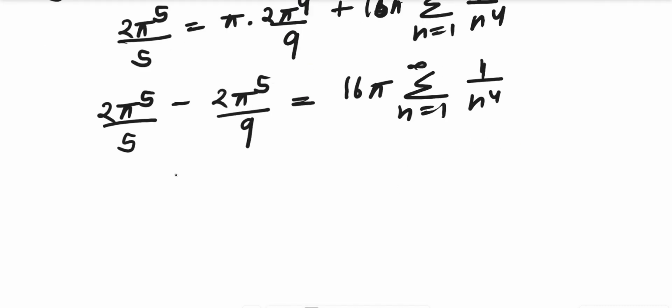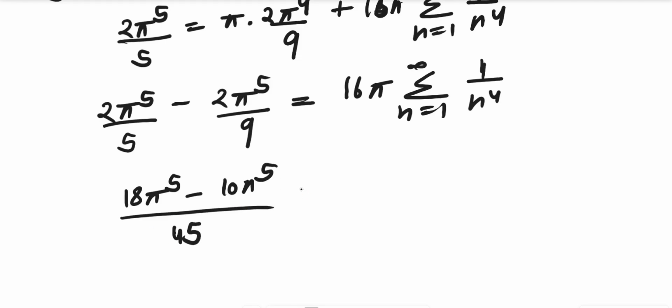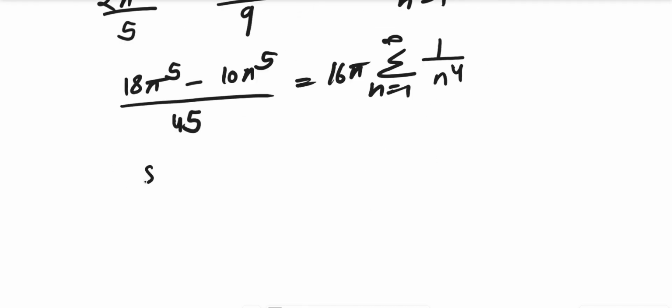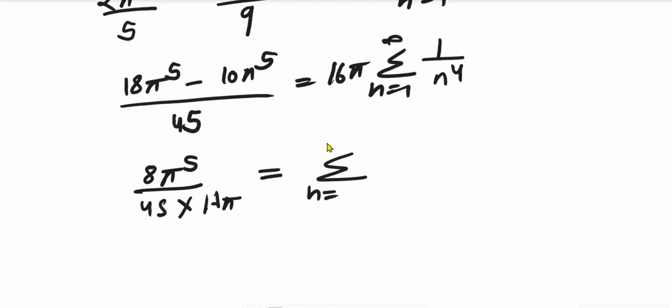Now taking LCM, it is 18 pi raised to the power 5 minus 10 pi raised to the power 5 divided by 45 is equal to 16 pi summation n is equal to 1 to infinity 1 divided by n raised to the power 4. Further, it is 8 pi raised to the power 5 divided by 45 multiplied by 16 pi is equal to summation n is equal to 1 to infinity 1 upon n raised to the power 4.